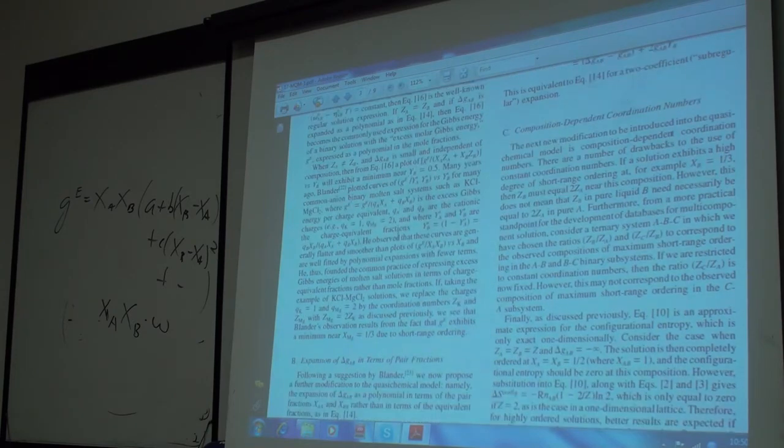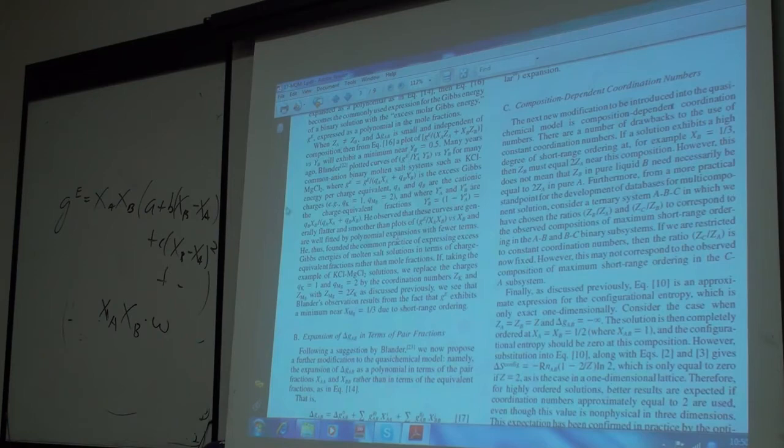Now here's something that I think is important, starting here. When Za does not equal Zb, and delta GAB is small and independent of composition, it's going to be like a regular solution, except Za doesn't equal Zb. Then from equation 16, a plot of GXS over XAZA plus XBZB versus YB will exhibit a minimum near 0.5. I'll go back to that in a moment.